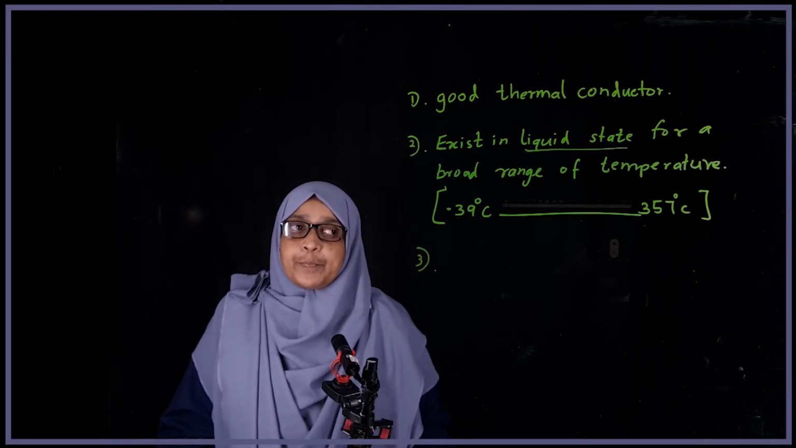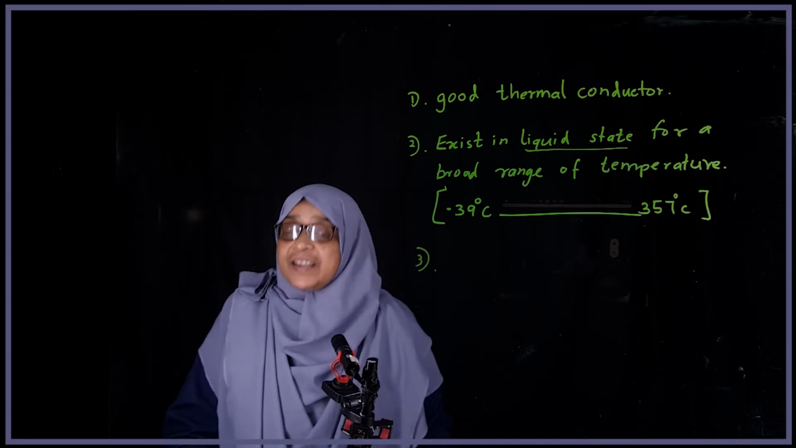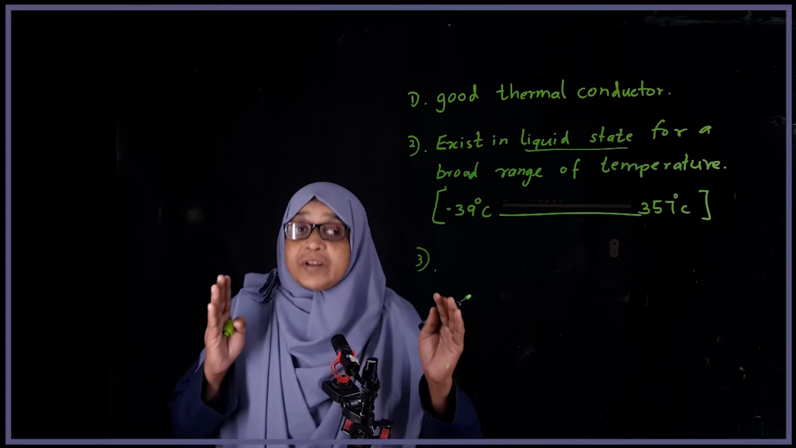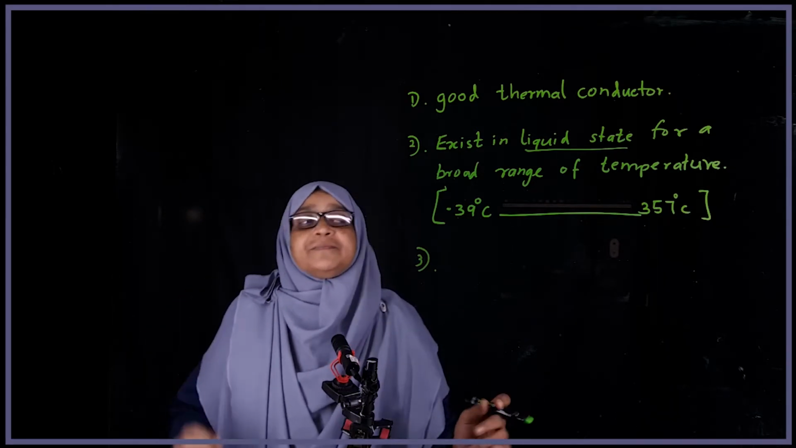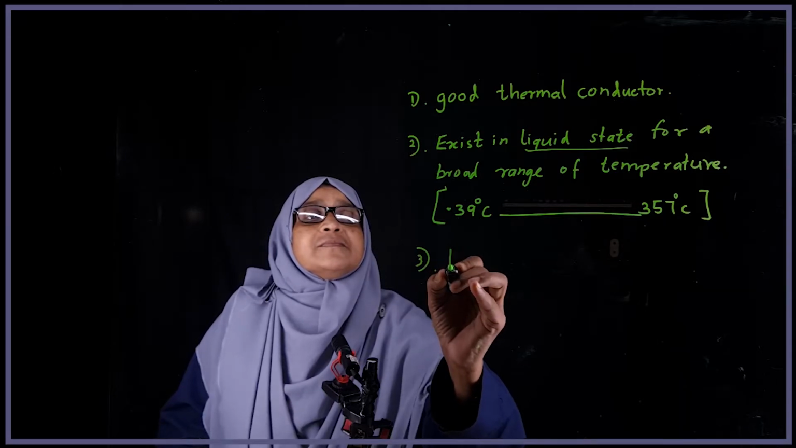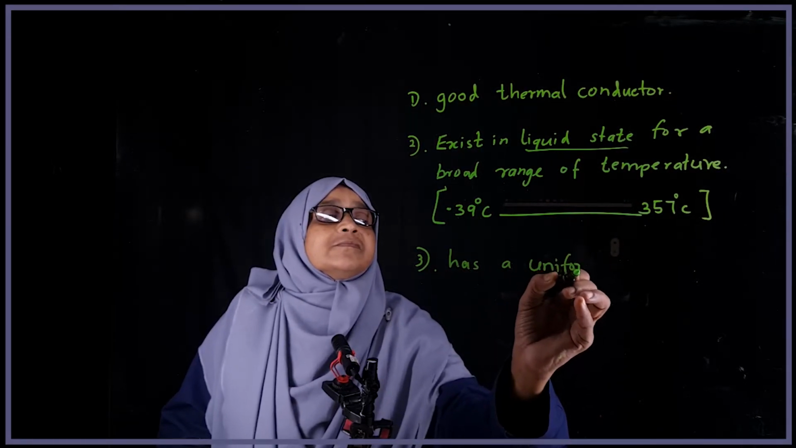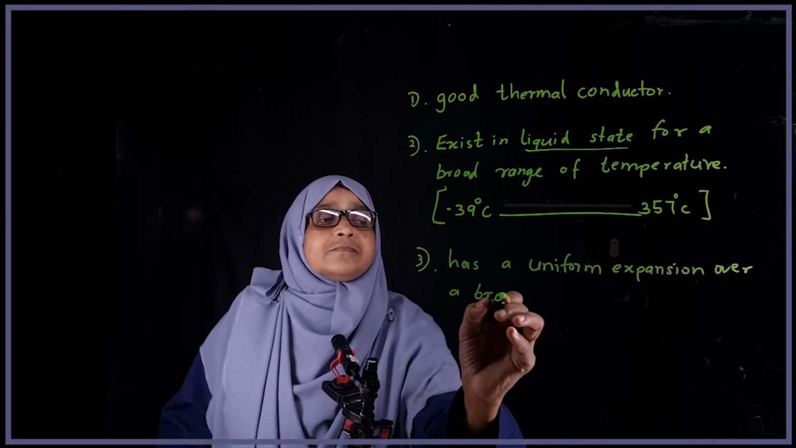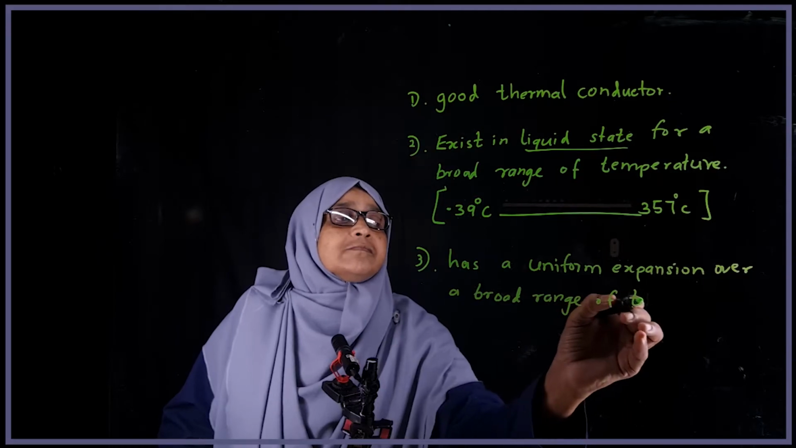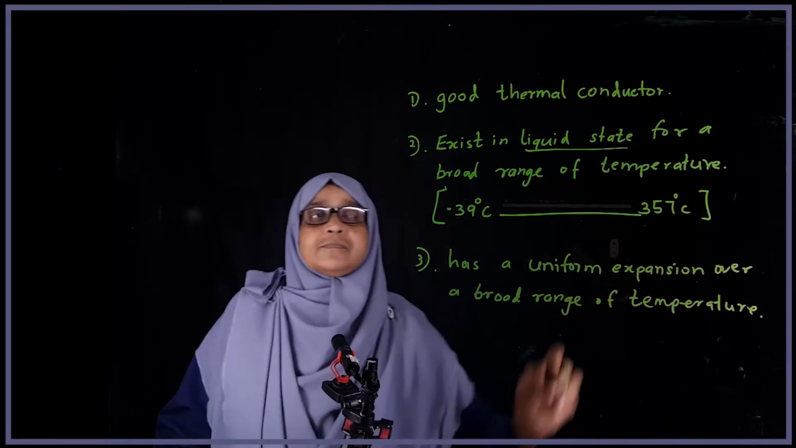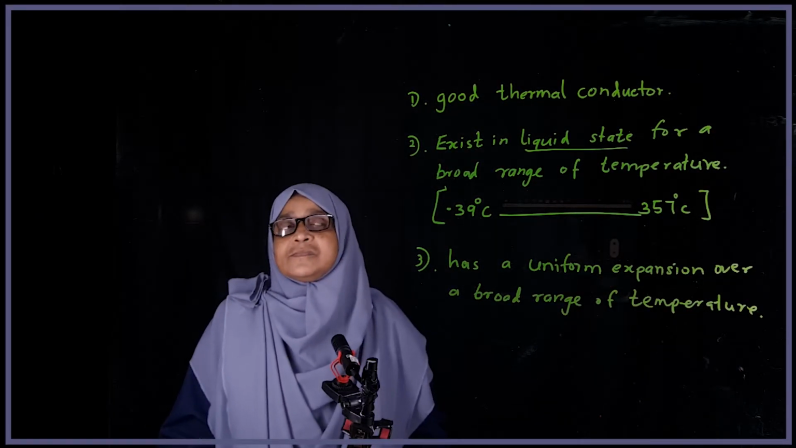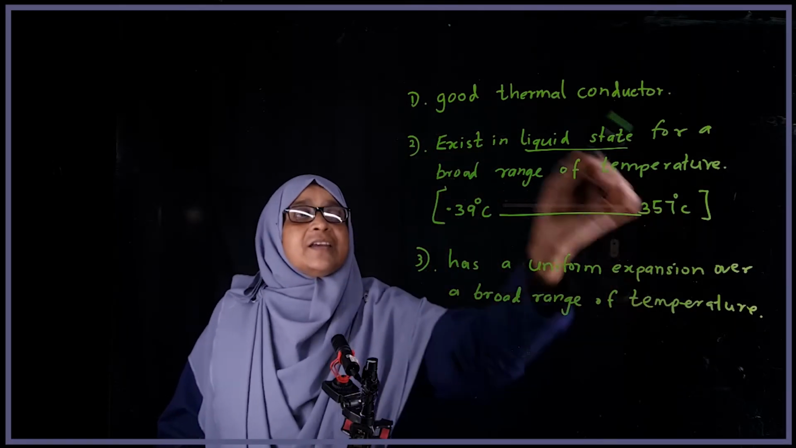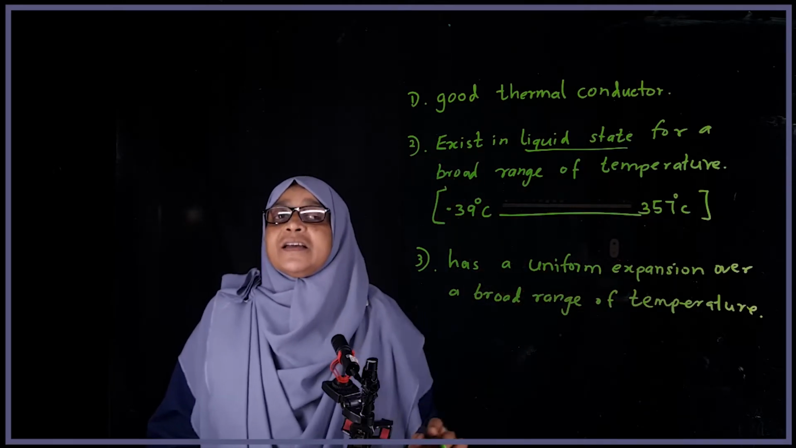Third, mercury has a uniform expansion over a broad range of temperature. These are the reasons mercury is chosen as a thermometer liquid.